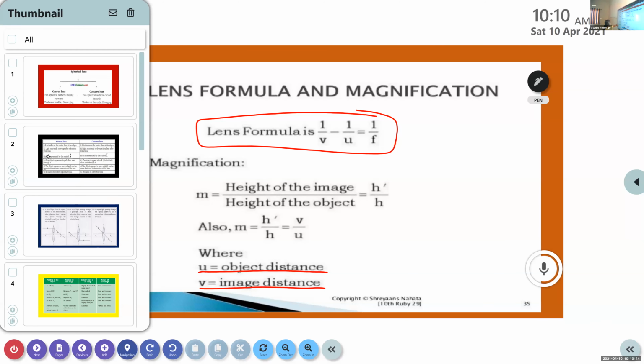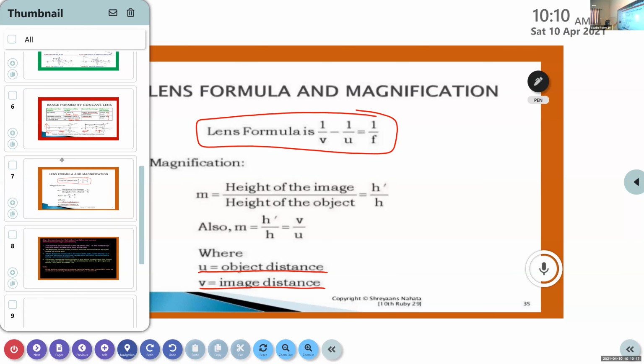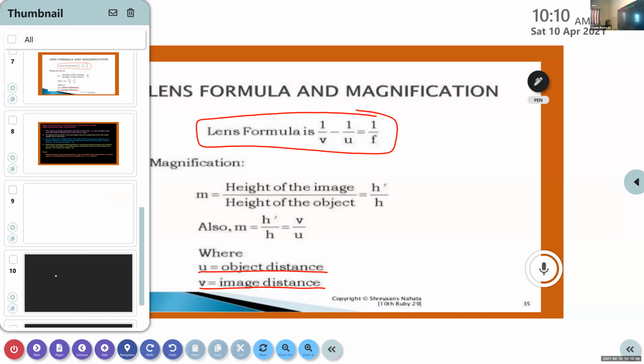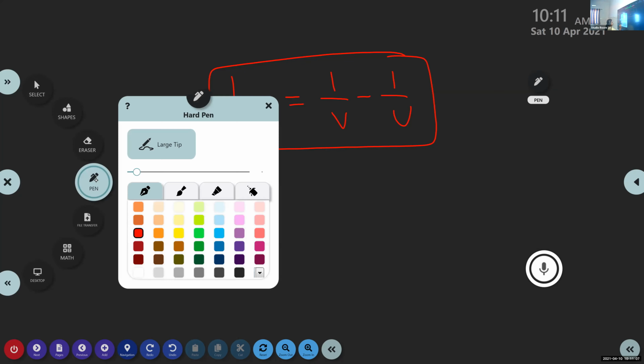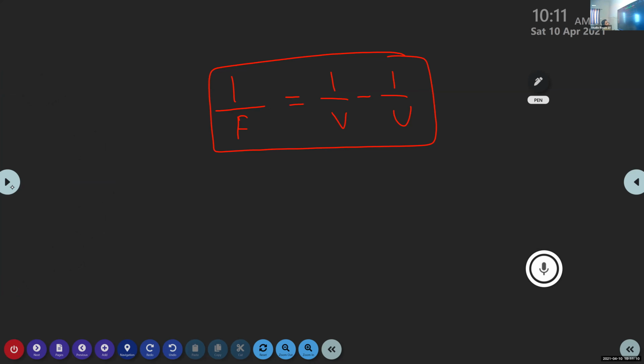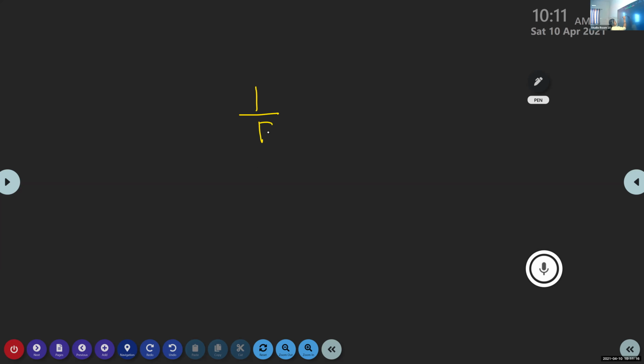Before moving to the next topic, we want to discuss some other terms about the focal length. According to our lens formula, we have 1 by F is equal to 1 by V minus 1 by U, where F is the focal length, V is the image distance, and U is the object distance. Now, here also you want to note a point.